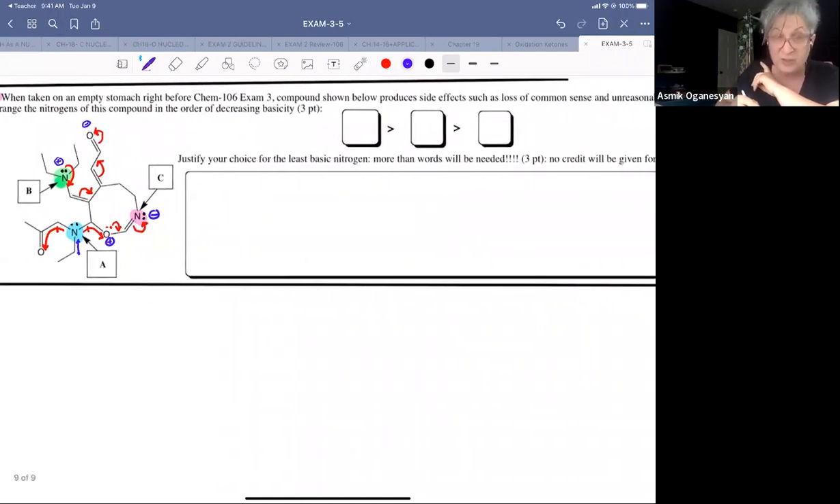So when arranging my compounds in the order of decreasing basicity, we can clearly see that the best base here, with the added electron density on nitrogen, will be base C. And then it's going to be between A and B. It's going to be A because nitrogen will never get a formal positive charge, and then it's B, okay?